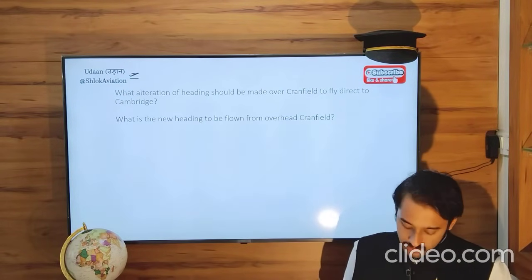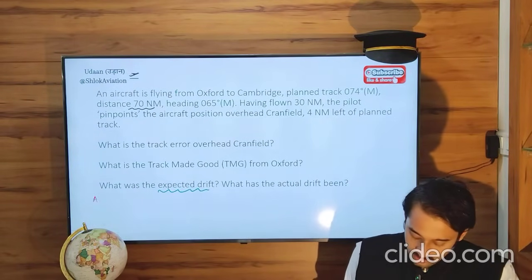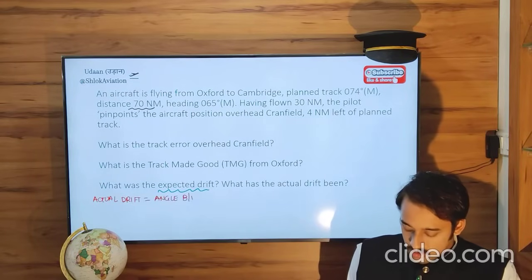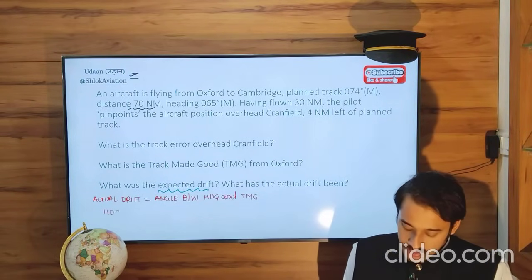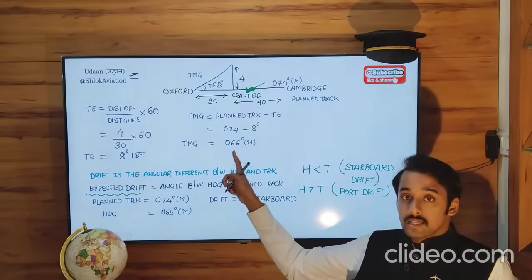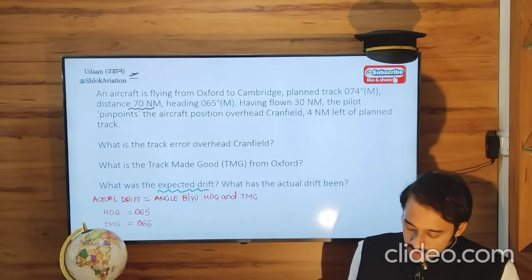Now what is the actual drift? I will write it here. Actual drift is the angle between your heading of aircraft and track made good. Heading is how much? Again 065. Track made good is at a value of 066, right? So drift is how much? Drift is the difference between them.